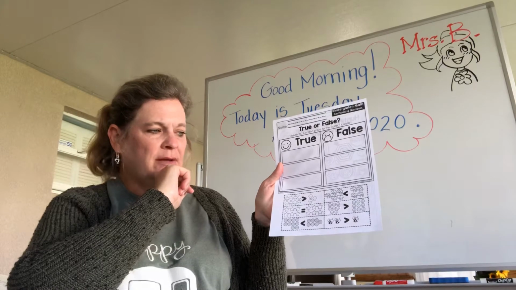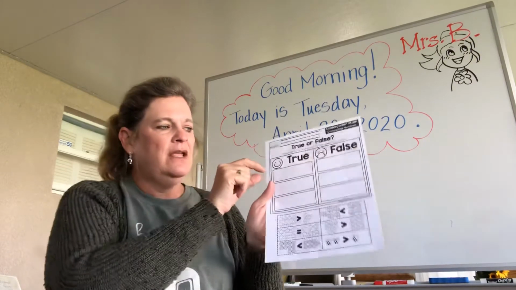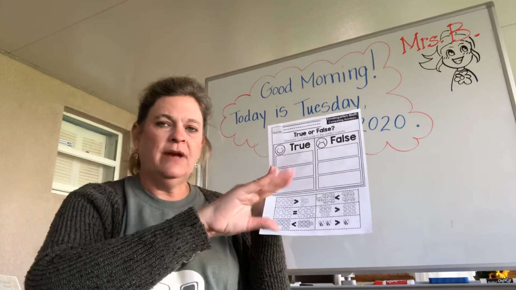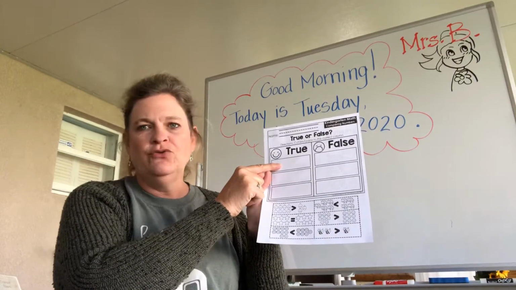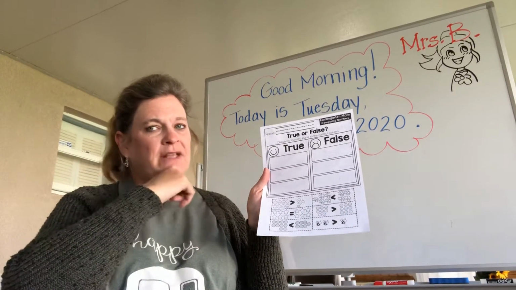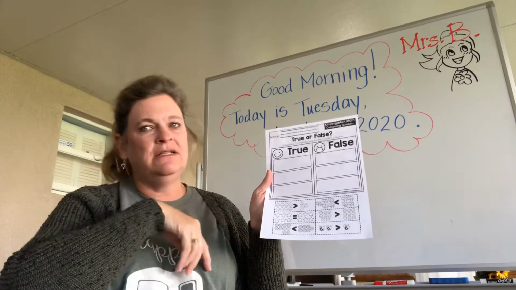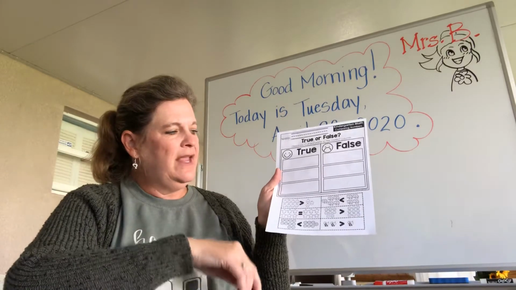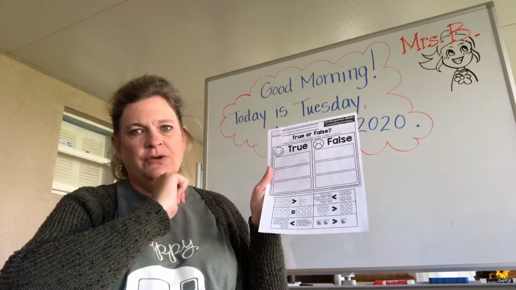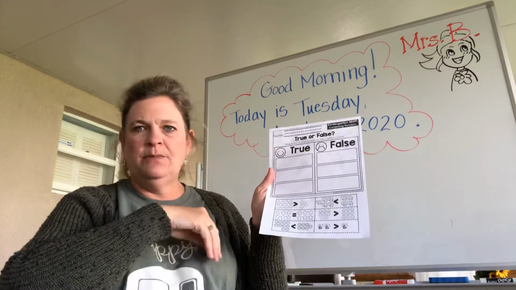So your job is to put these in the correct column. If they're true, if they've done it correctly and they have the correct sign facing the right way, you're going to put it under the true column. If it is not true, and there's 3 of them that are not true, you're going to put it under the false column. False means it's not true. So they have 3 of them that are true and 3 of them that are not true. So then you can cut and glue those in the correct columns and then send a picture to me.